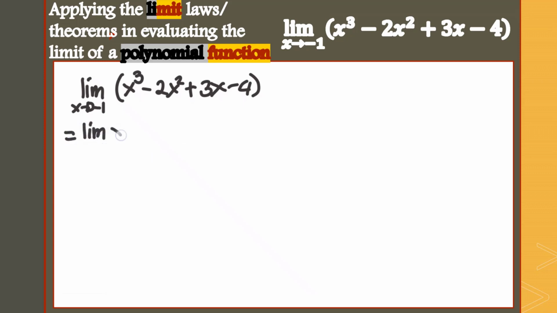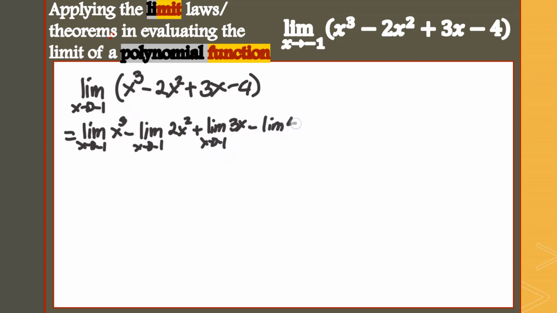The limit of x cubed as x approaches -1, minus the limit of 2x squared as x approaches -1, plus the limit of 3x as x approaches -1, minus the limit of 4 as x approaches -1. So we can have this method here. Of course, we have the limit of the power here. So this is the limit of x as x approaches -1, but you cube that. That's its purpose. Okay, this is using the power.